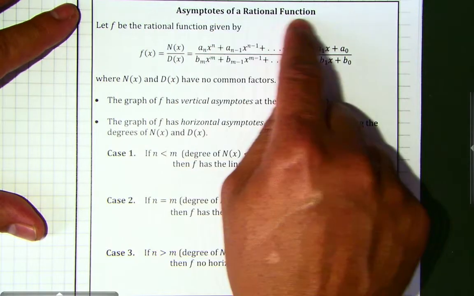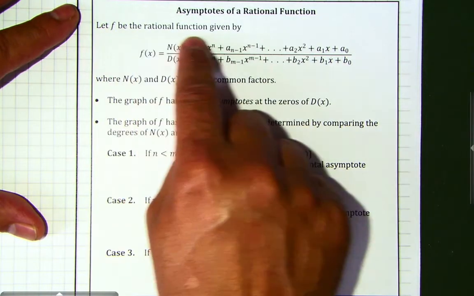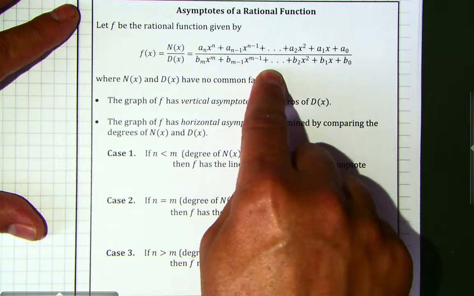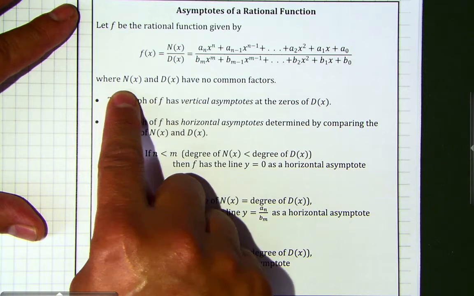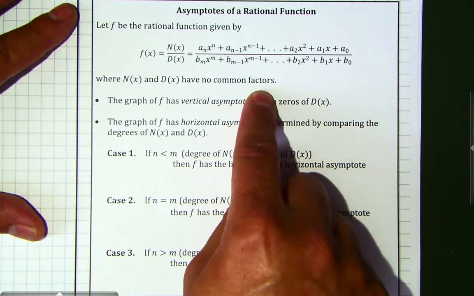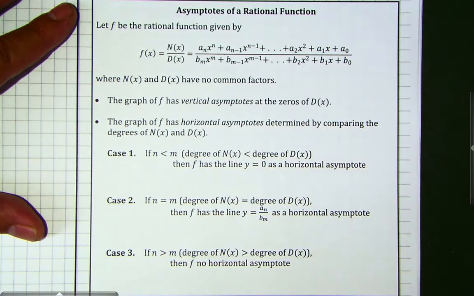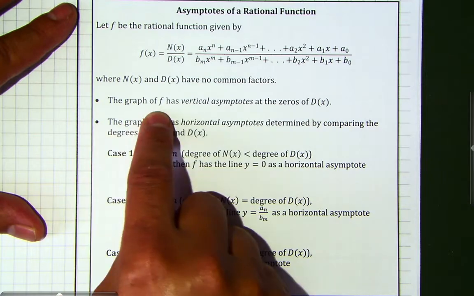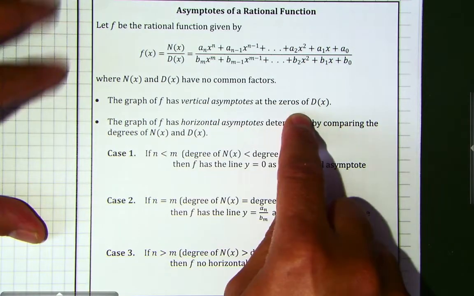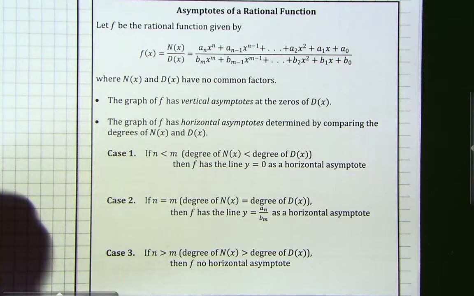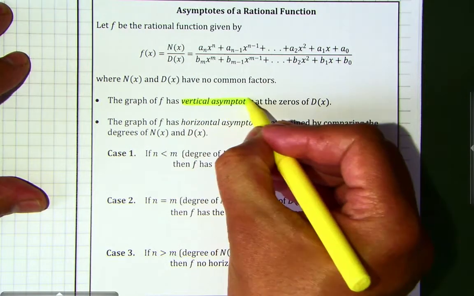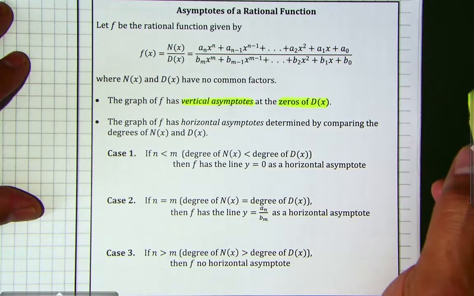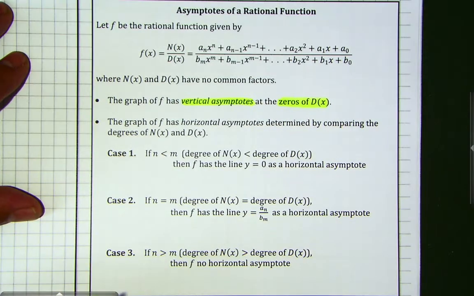Asymptotes of a rational function. Let f be the rational function given by your numerator polynomial over your denominator polynomial, where n of x and d of x have no common factor. So therefore it has been simplified. I will go over a few cases where we need to simplify. The graph of f has vertical asymptotes at the zeros of d of x. So in order to find your vertical asymptotes, we need to find the zeros of d of x, just like we did last time in the last chapter when we found the zeros of polynomials.